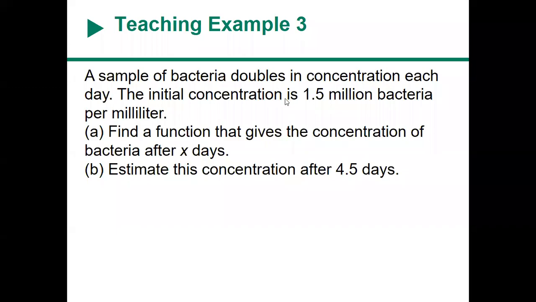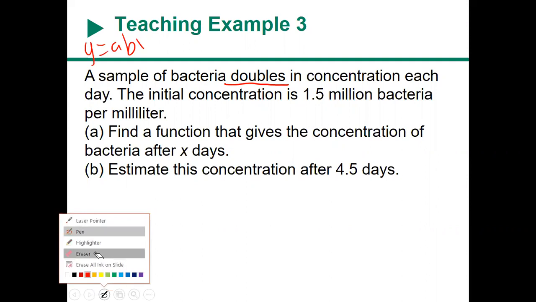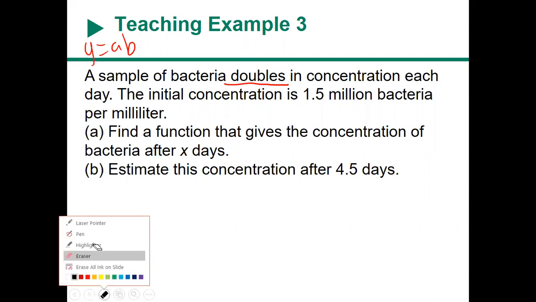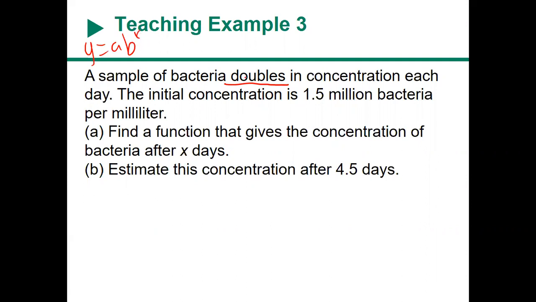So for our word problem example, here it tells us that it doubles, right? The action that's taking place, that is your y equals a times b to the x. That action right here, that's your b value. So you know that b is doubling. So how do you represent numerically that something's doubling? Times 2. So you know that your b equals 2.